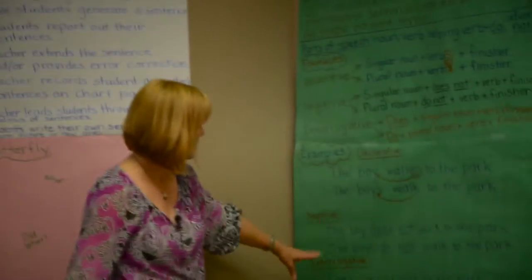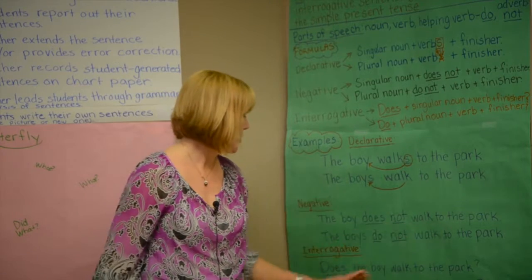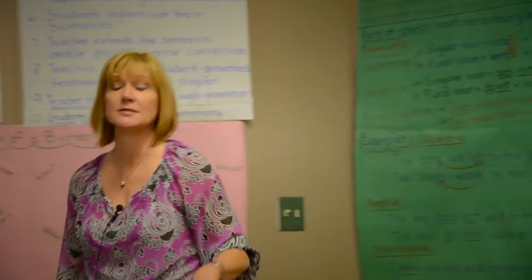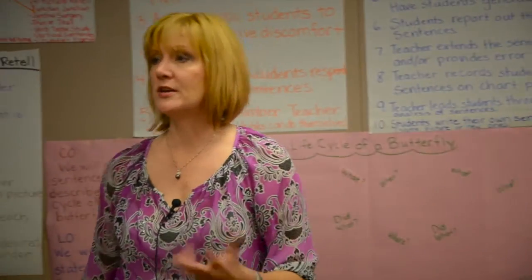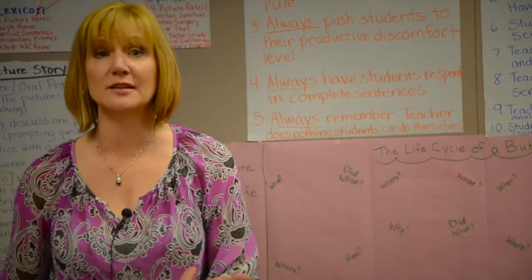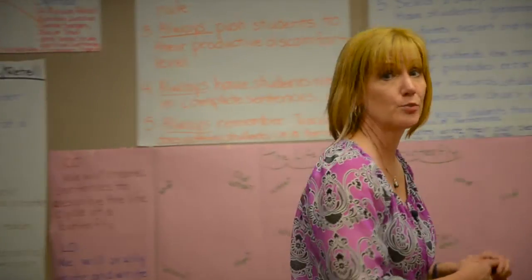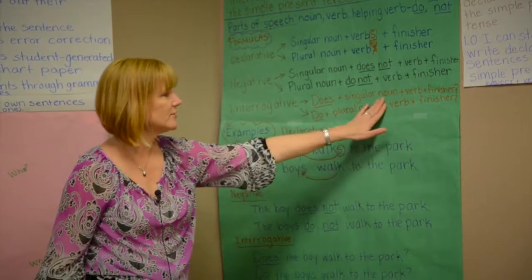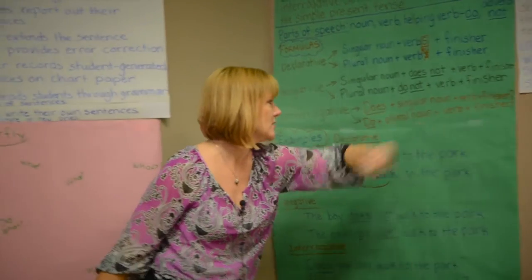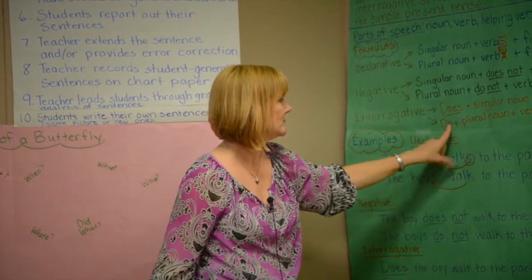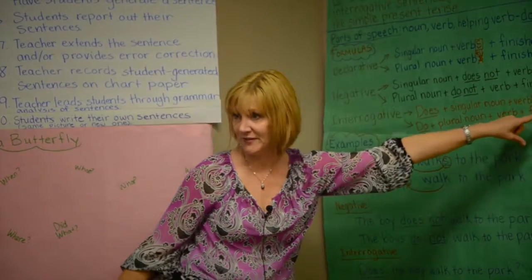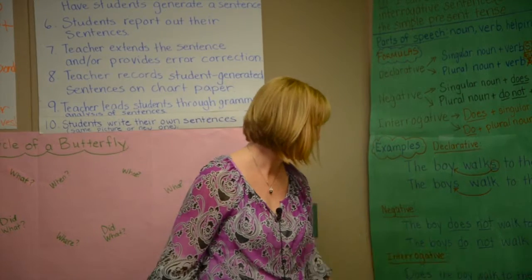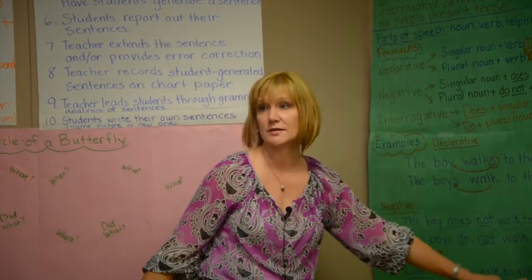So then the examples would be the boy does not walk to the park and the boys do not walk to the park. And I don't know if for middle school, I know elementary, they really have a hard time with does and do. You know, they usually stick with do. So it's, you know, to teach them does for singular is an important teaching point. And then for interrogative, so then does, singular noun, verb and a finisher, end it with a question mark. And for plural, do, plural noun, and then a verb and a finisher. Okay, and so for the interrogative, does the boy walk to the park for singular, and then do the boys walk to the park for plural.